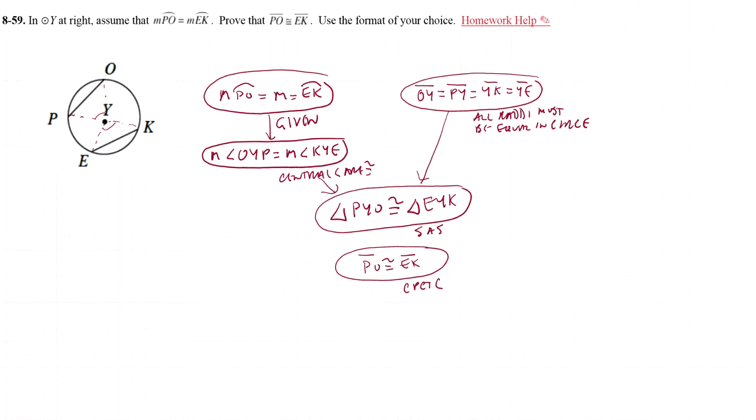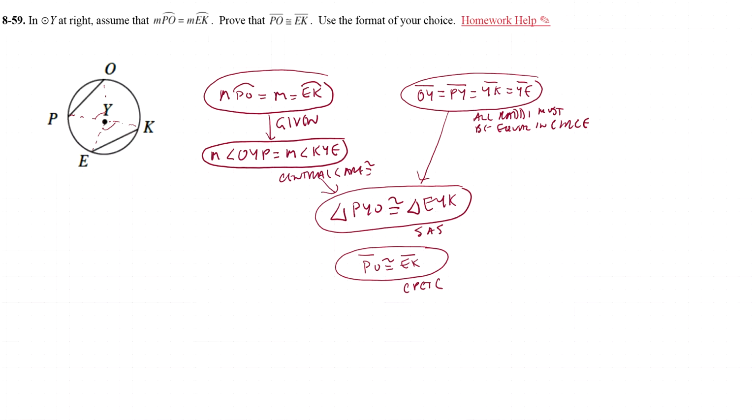So you start with the fact that the arcs are equal, so this arc length equals arc EK. And then from that, if these arcs are equal, for that to happen, these angles have to be equal. So the measure of angle OYP is equal to the measure of angle KYE, and that's because the central angles have to be congruent because the arcs are equal.